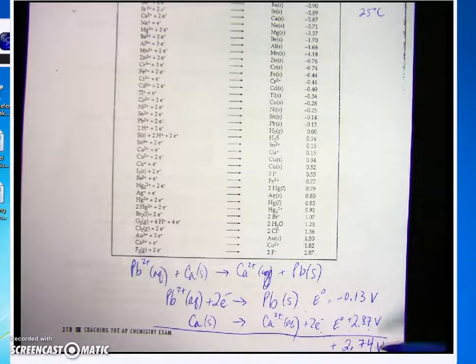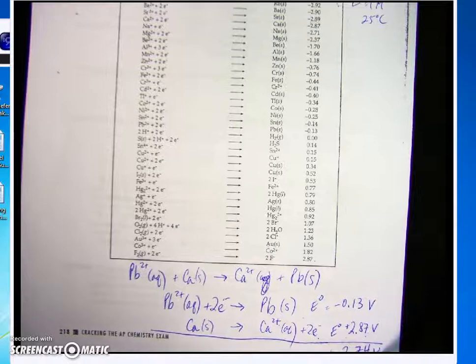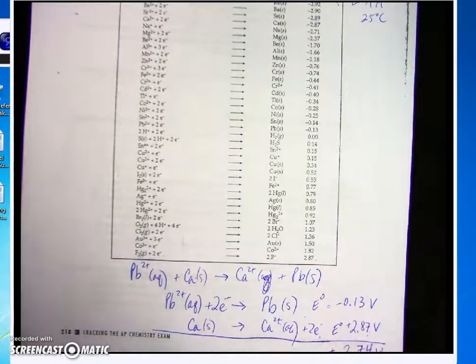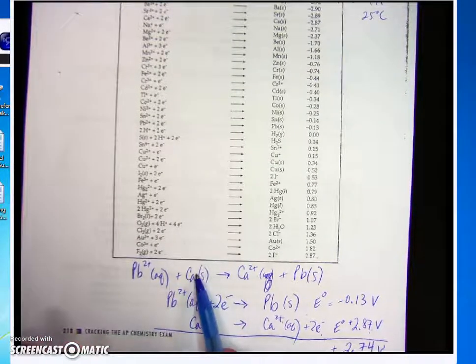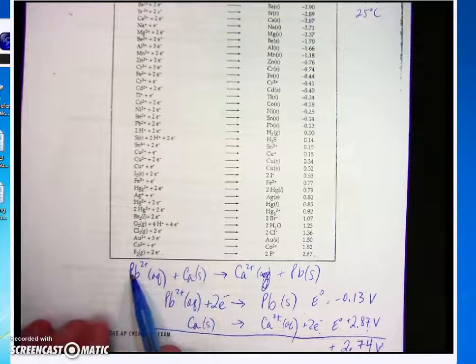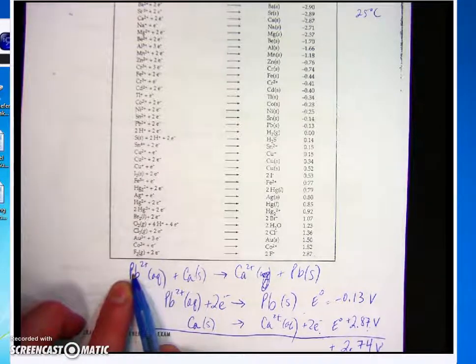And because my answer comes out positive, that means that this could be used to create a battery. That the pull of electrons off the calcium and onto the lead ion is a spontaneous process.